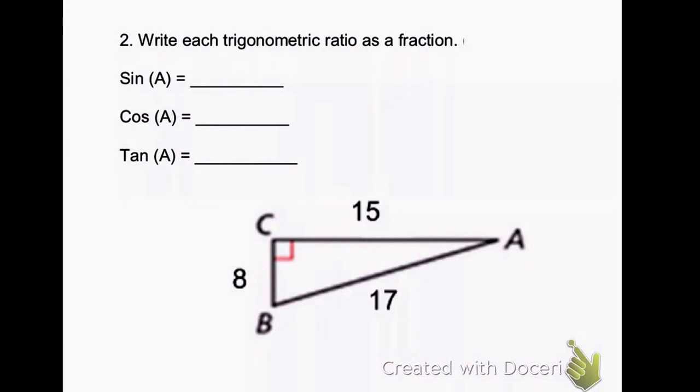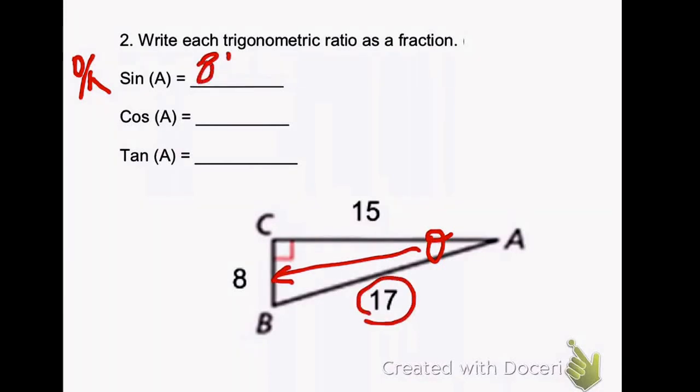Number 2, write each trigonometric ratio as a fraction. Sine A. It's going to help if you put theta at A. Remember, sine is opposite over hypotenuse. So that's going to give you 8 over 17. So write your answer as a fraction.